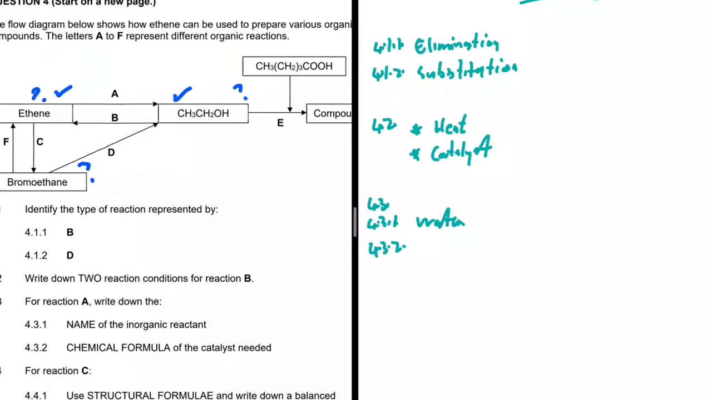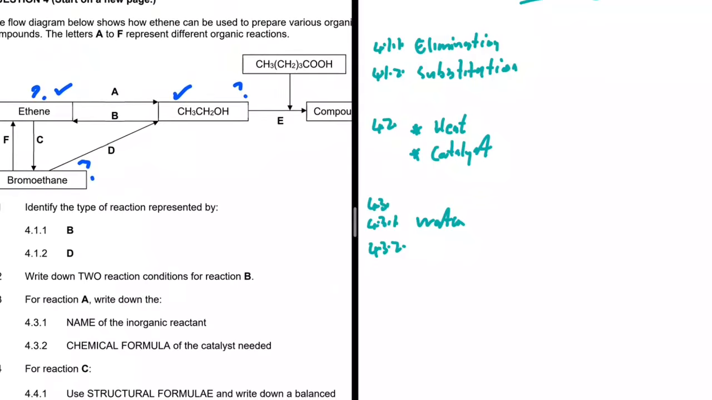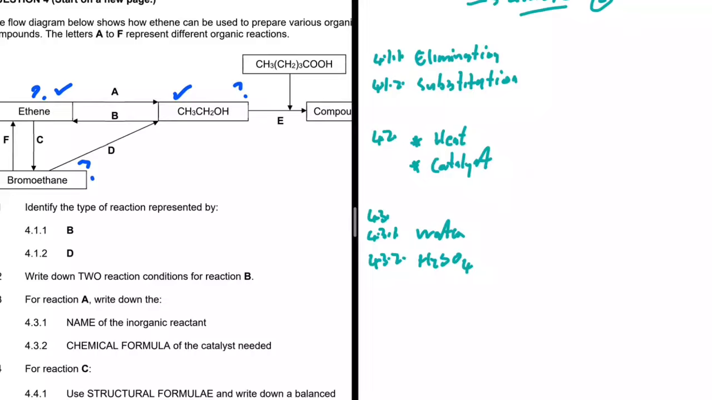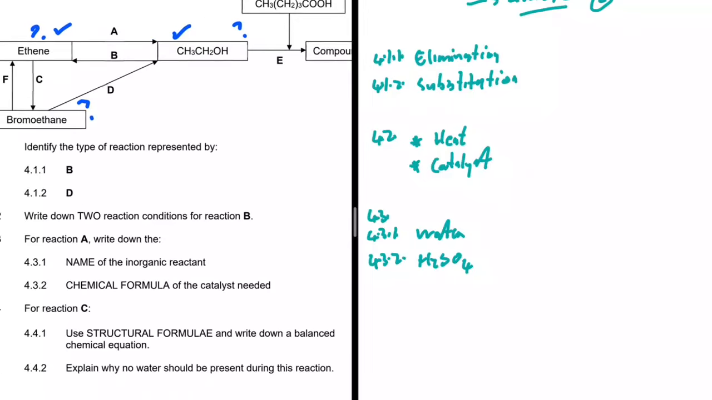And then 4.3.2, chemical formula of the catalyst used. Chemical formula, not the name, right? So don't confuse the two. Well, you know what they mean. Just be careful not to write a formula when they want a name, or write a name when they're looking for a formula. So here the chemical formula of a catalyst is needed. We need H2SO4. Right. H2SO4 is not always the answer with regards to the catalyst. It just happens that we have used it twice in this equation.